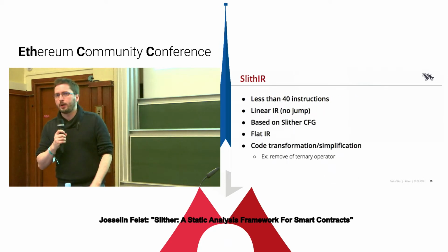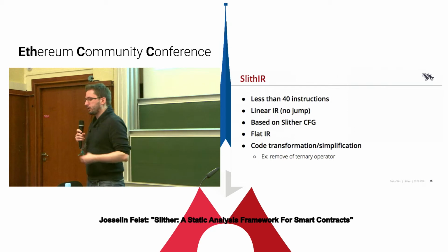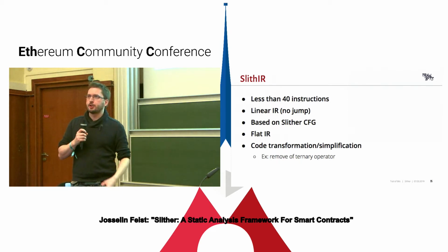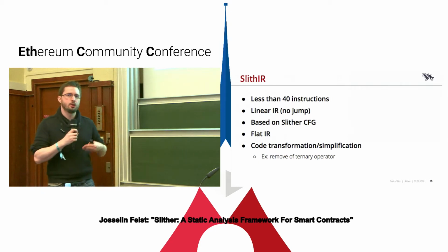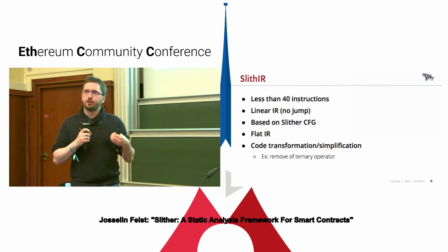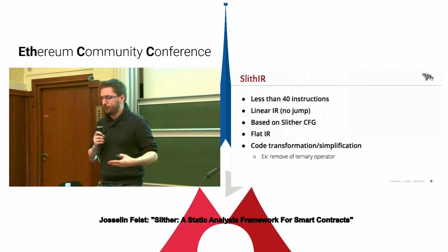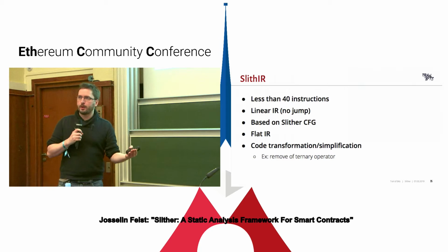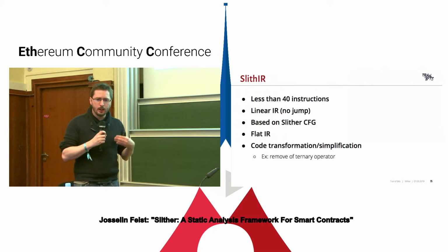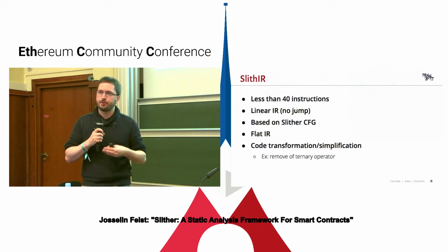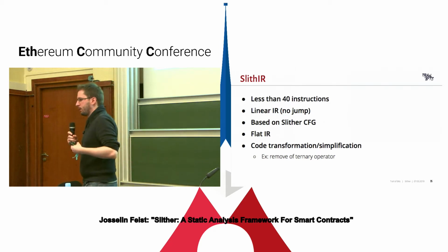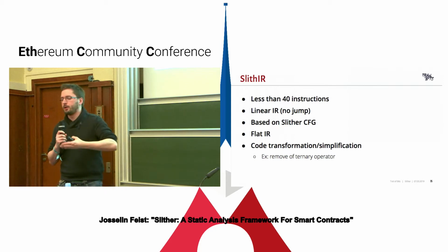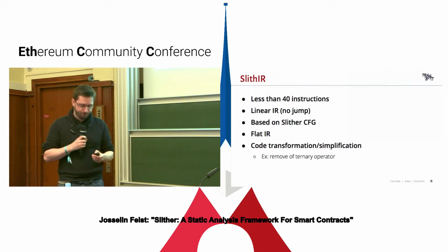So our intermediate representation is pretty simple. We have less than 40 instructions. It's a linear intermediate representation. We have no jump. Everything is built on top of the CFG from Slither. It's a flat intermediate representation in the sense that there is no nested operation. So you have one operator and a set of variables. And we perform a lot of code transformation and simplification just to simplify the analysis by the machine. Typically, we remove the ternary operator and we transform it into a set of ifs and elses.